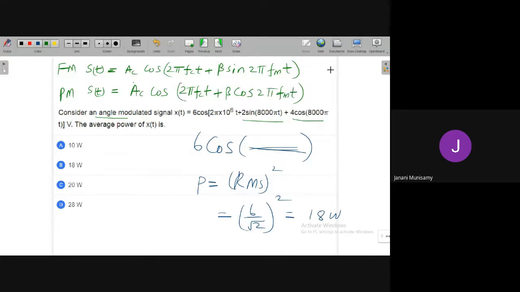For both the signals, what is the power? Same only, A square by 2. For this signal also power is A square by 2. So please do not worry about the terms inside. Okay, only you concentrate on the amplitude, then directly you can write the power. So here average power in this case is 18 watt.